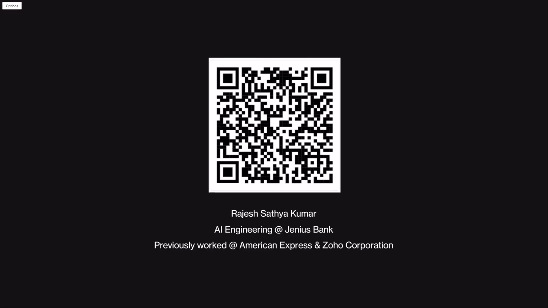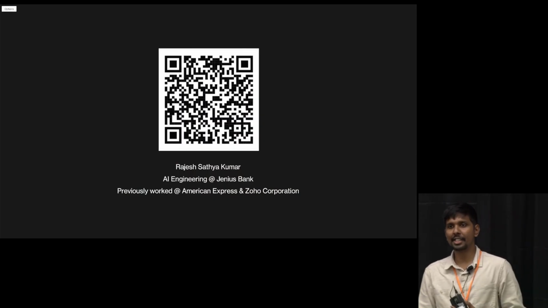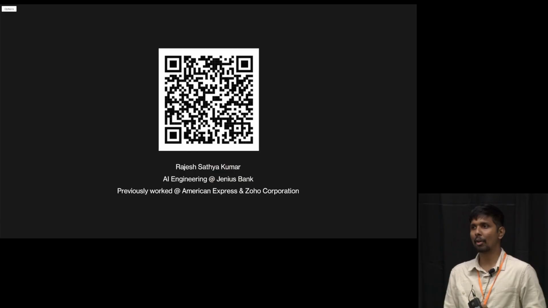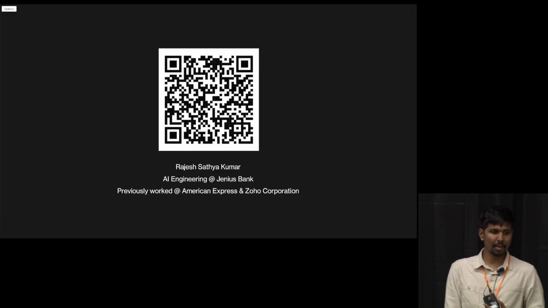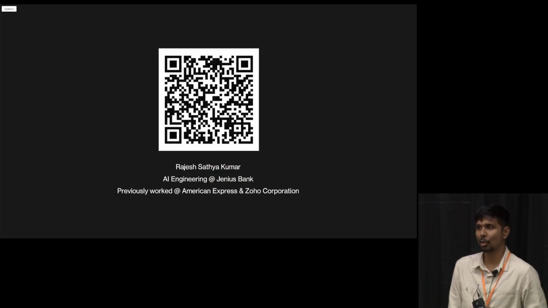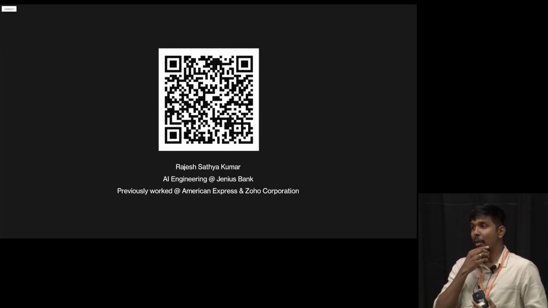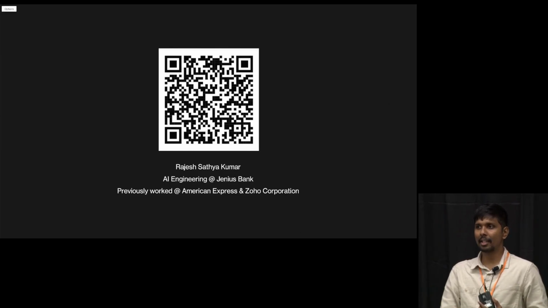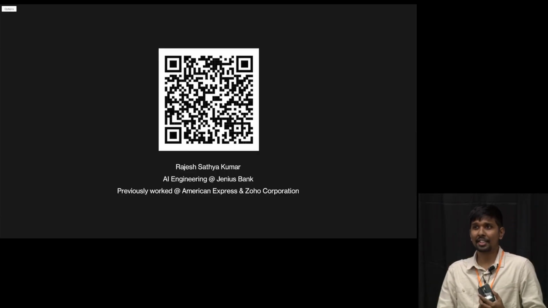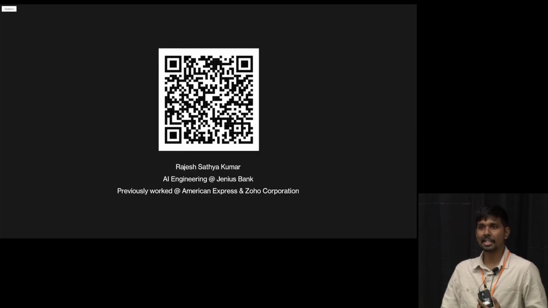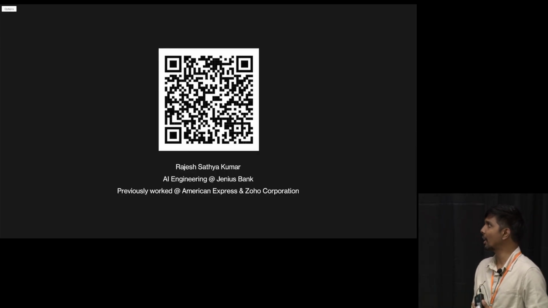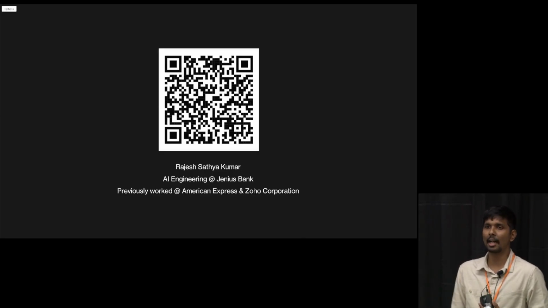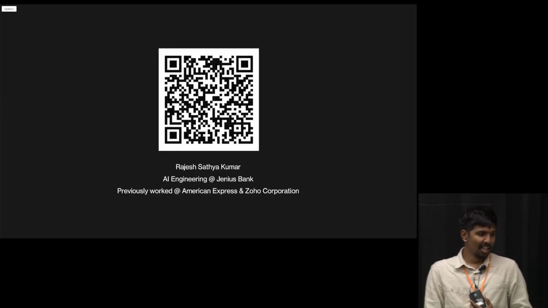Hello, everyone. I'm Rajesh. This is a QR code to my LinkedIn profile. I'm currently working in the space of AI engineering for Genius Bank. Previously, I have worked for multiple companies like American Express and Zoho Corporation as well. So I've been working in this field for 3 years now in generative AI space. But before that, I've been working in semantic search and machine learning operations as well.